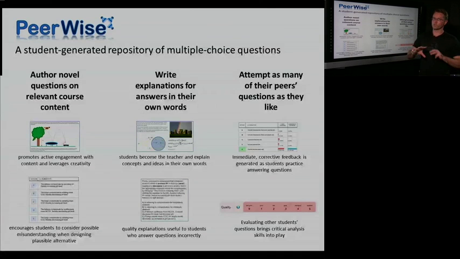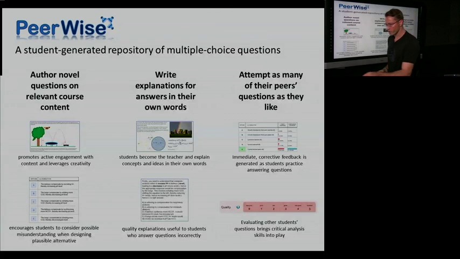And of course, because students are creating these questions and sharing them with their classmates, they become a very useful review resource. So students can attempt any of the questions that have been created by their peers, and they get immediate corrective feedback about their answers. In addition, students can evaluate the quality of one another's questions, and these aggregate ratings make it easy for students to find questions that are of high quality.